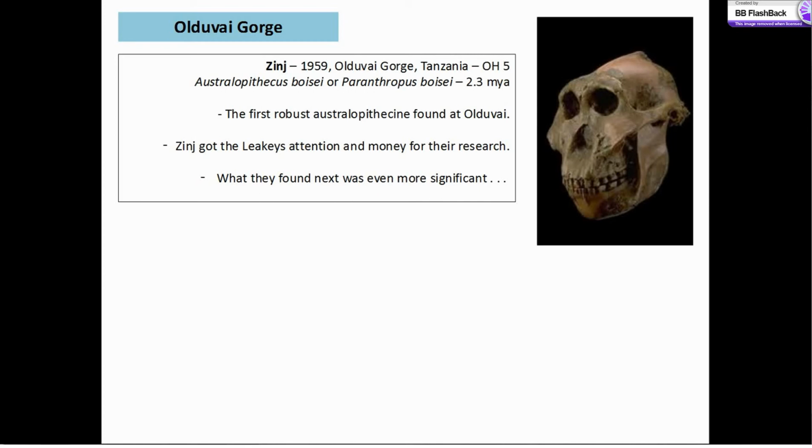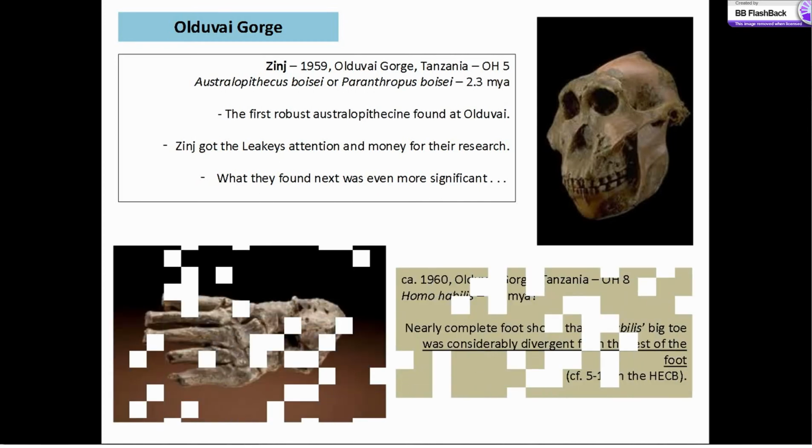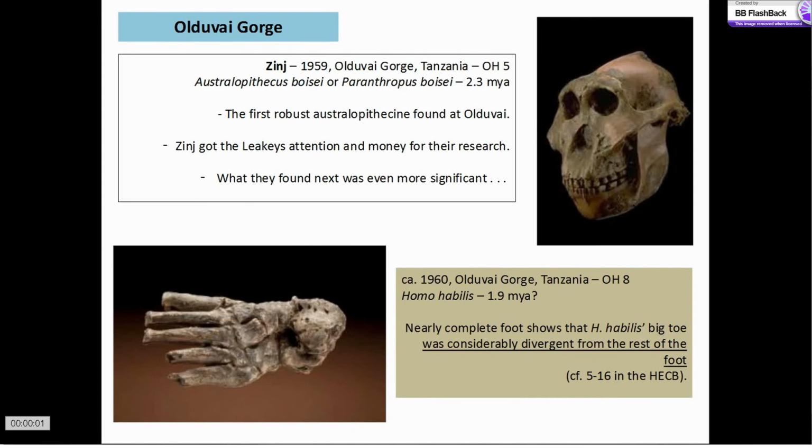And this guy and the recognition that they got for finding him paved the way to finding this, which was a human foot, a Homo foot, dated to 1.9 million years, found at Olduvai. OH is Olduvai hominid 8, Olduvai hominid 5. And it's nearly complete, well, complete for fossils. And what it showed, which was really striking for 1960, was the big toe was actually divergent from the rest of the foot.